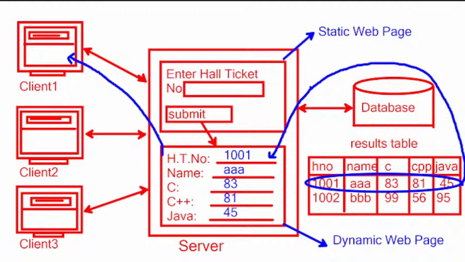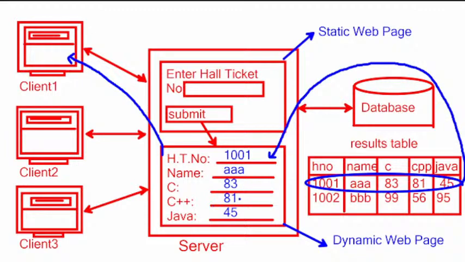Now, this page is common to all users. That's what is called a static web page. This page is specific to the user. That's what is called a dynamic web page. For developing this one, only HTML is possible. For developing this one, HTML is not possible. Compulsorily, we have to go for Java. Okay, Java we are using.